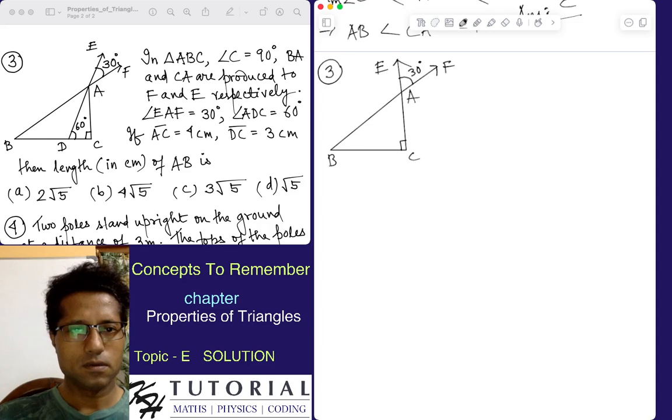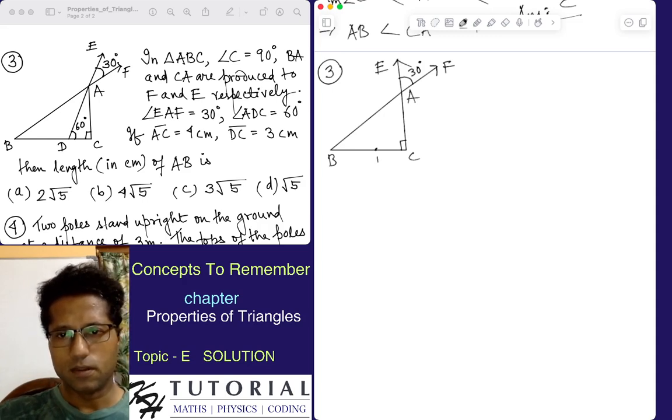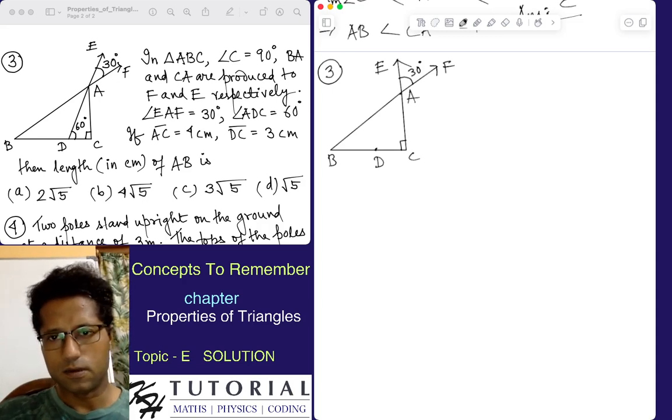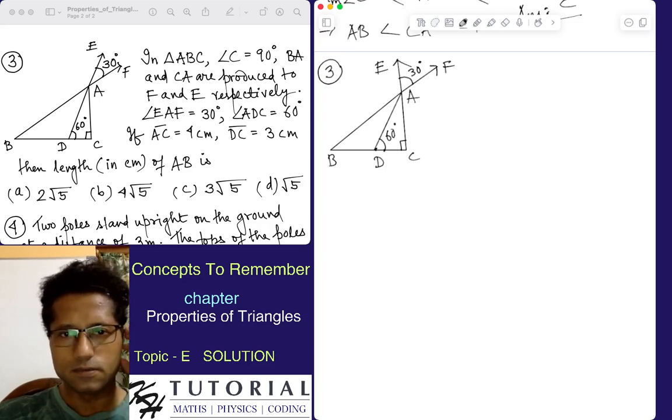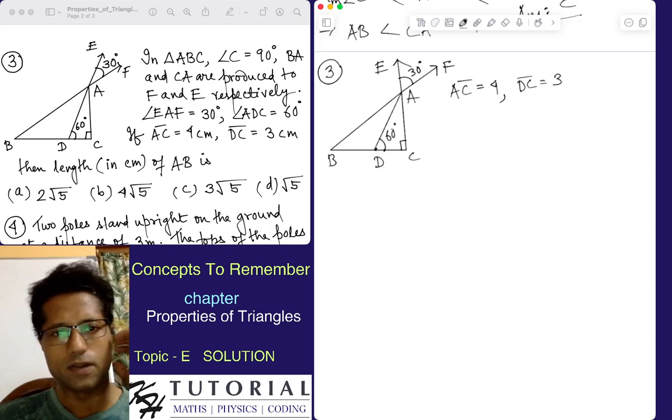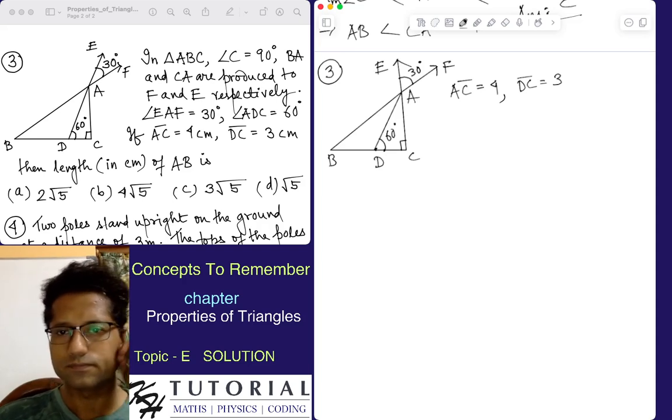There is no mention of the point D. Okay, fine. D must be some point on the side BC, and we have AD. The AD makes an angle 60 degree with BC. Fine. If AC is 4 centimeter, I am ignoring the unit centimeter, I am just adding it as 4. AC is 4 and DC is 3. We are asked to find AB, length of AB.